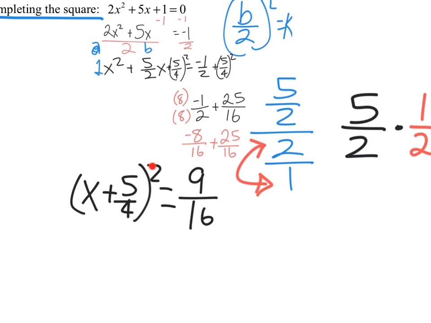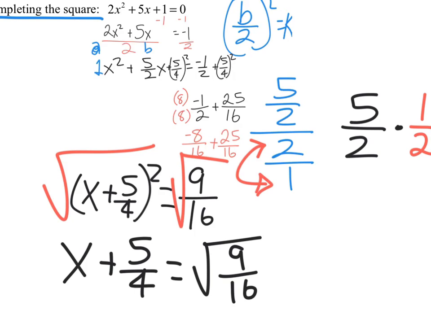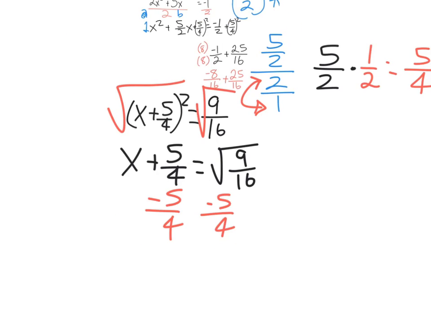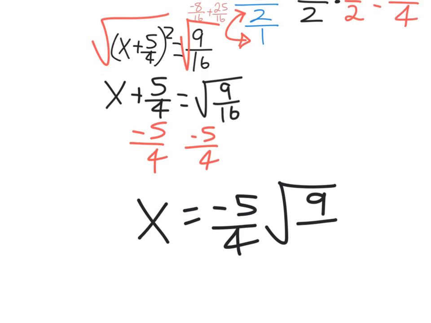And how do we get rid of this power now? How do we simplify this? We can actually apply the square root to both sides. And when we do that, we eliminate this power. And as a result, we've got x plus 5/4 equals the square root of 9 over 16. We've got to get x by itself, right? So let's subtract 5/4 from the left side, and if we subtract it from the left side, we've got to subtract it from the right side. And we're now left with x equals negative 5/4 plus or minus the square root of 9 over 16.